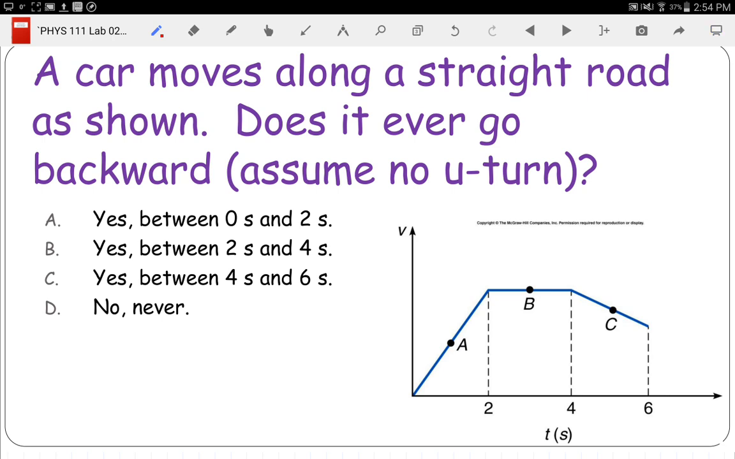We had the question. A car moves along a straight line, straight road. Does it ever go backward? Assume no U-turn. So we're assuming that it doesn't go and turn around like this, because in one-dimensional motion, going backward is the U-turn.